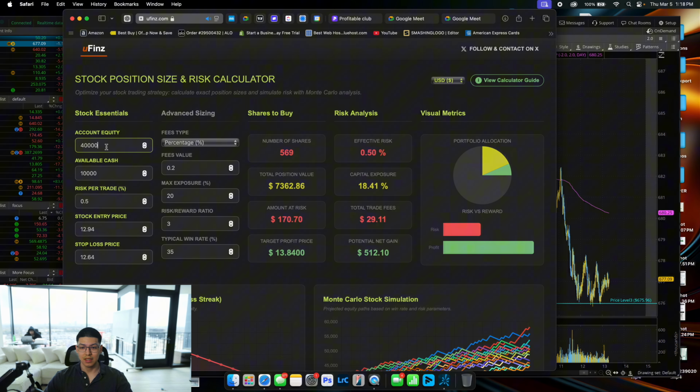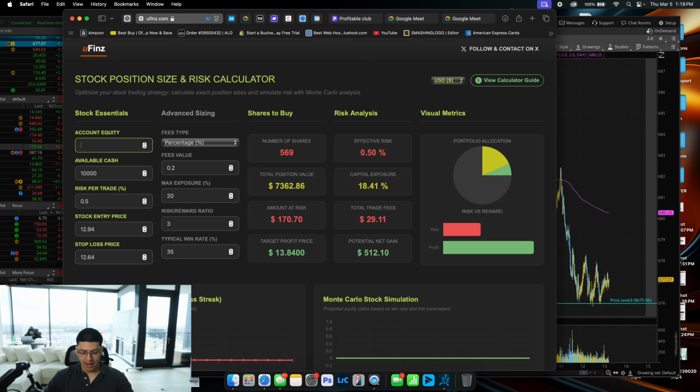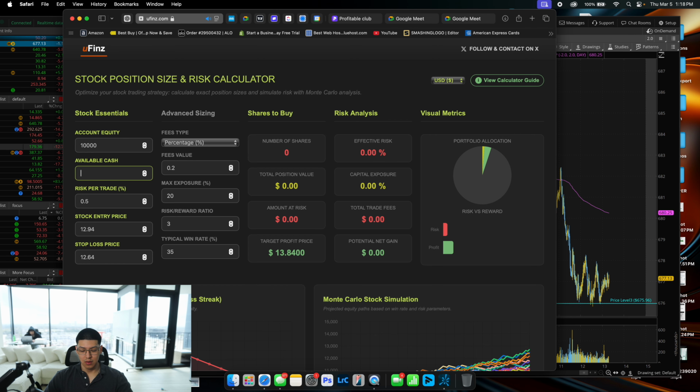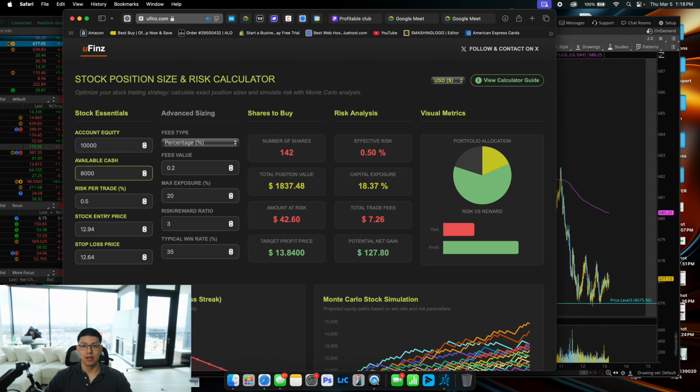So, for example, let's say that your account is worth $10,000. That's going to be the first input that you're going to put. You're going to put your available cash, whether it's $5,000, $3,000, whatever is available out of those $10,000. Let's say, for instance, you only have $8,000 because you already deployed $2,000 for another trade. So let's say you have $8,000 left.